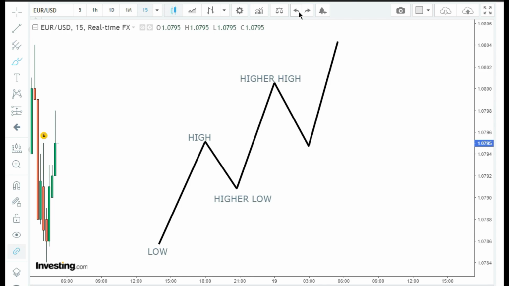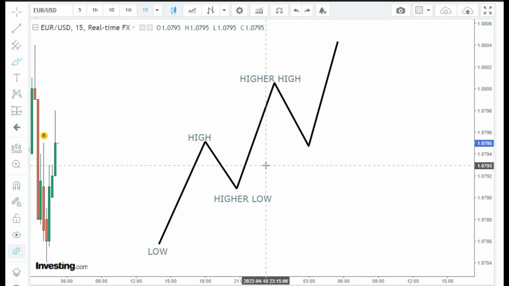Now most of the traders get confused when they recall the higher highs and higher lows, lower highs and lower lows, because they get confused which one to call what. So I have a simple technique. See, in an uptrend, market creates new highs. When market creates new high, it always goes higher.